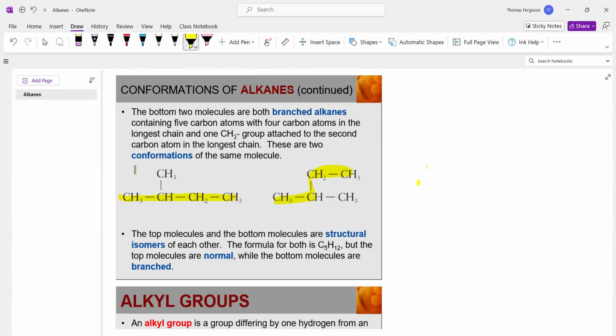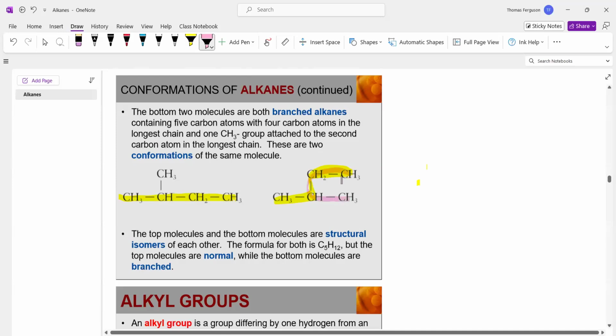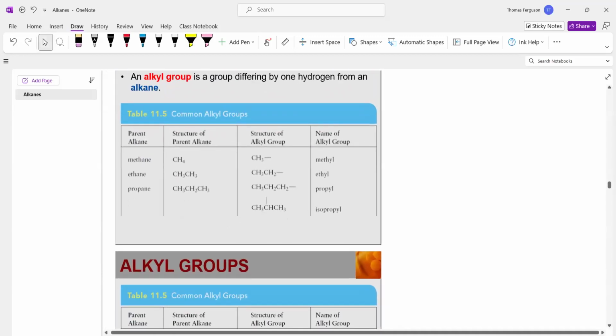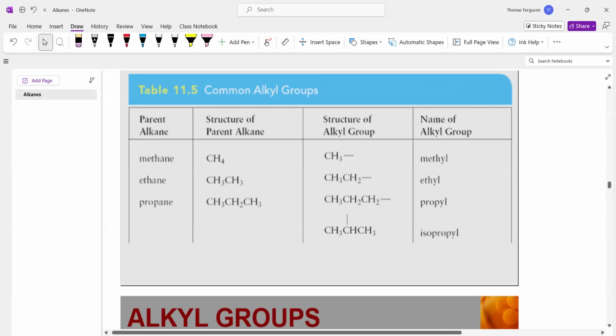Remember on this one, there were 2 4 carbon. That's a 4 carbon as well. So in this case, with the pink, the branch would be here. With the yellow, the branch would be here. Okay.